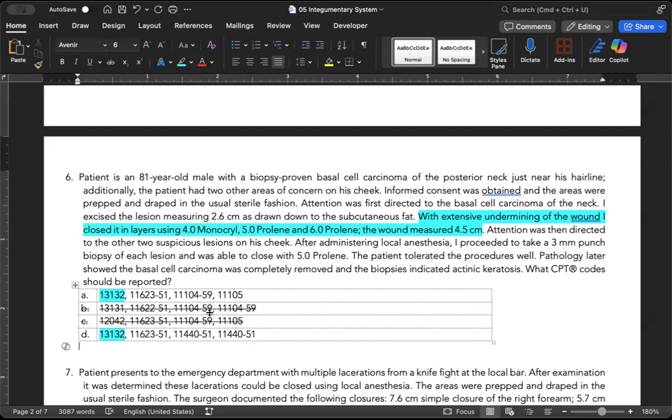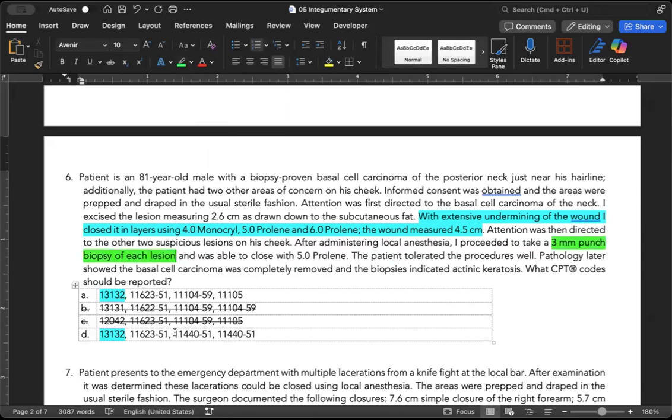So the punch biopsy. Hang on, did I read the right code just a second ago? Yeah, 11104 is our punch biopsy of the skin. So we did 2 punch biopsies, right? We did a punch biopsy of each lesion, and there were 2, right?